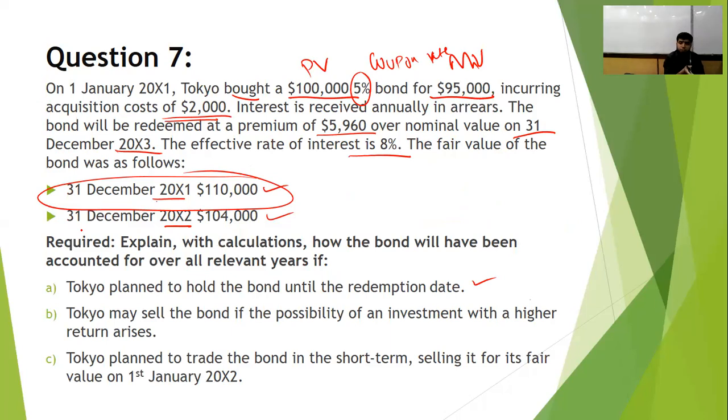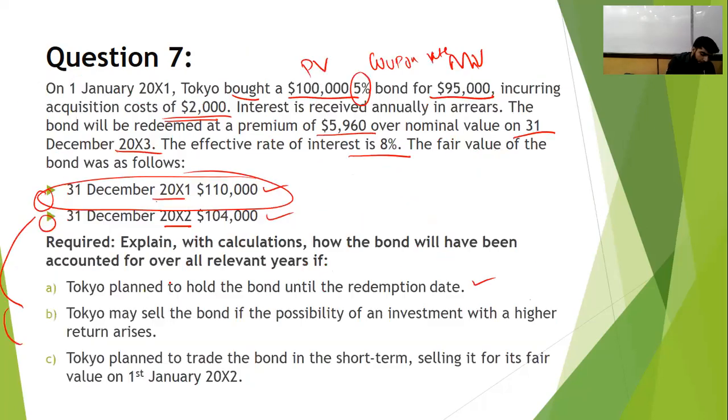So why are these fair values given? These fair values are given for requirements B and C. These fair values are relevant for requirements B and C. This is not relevant for amortized cost. So always remember, the examiner may give you certain fair values at the reporting date and ask you to report the P&L amount according to amortized cost. You will not account for the fair value if you are solving the question from amortized cost. So please remember this one.